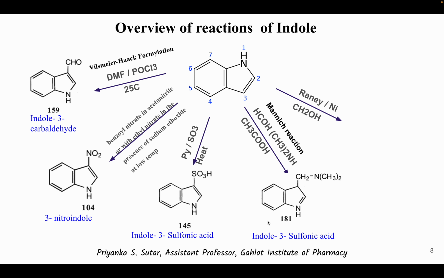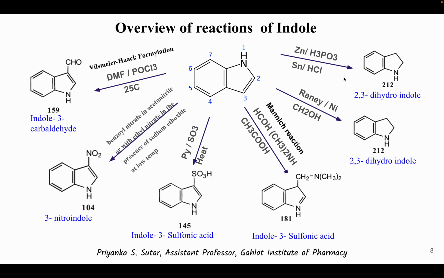Then the reduction reaction. If you see the indole ring, if a reduction reaction is there, the double bond will be reduced to a single bond, giving rise to 2,3-dihydroindole. It is not 2,3-dihydro, it is 1H-2,3-dihydroindole. Then with another reducing agent, again it will give the same product, 2,3-dihydroindole. It is just 1H-2,3-dihydroindole.